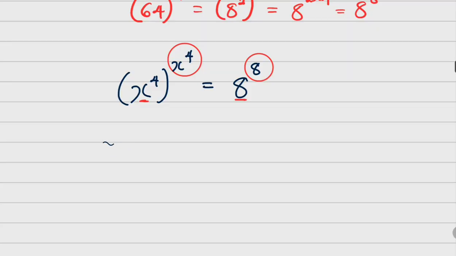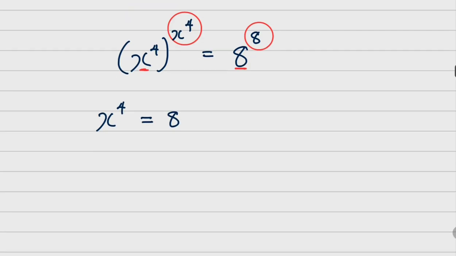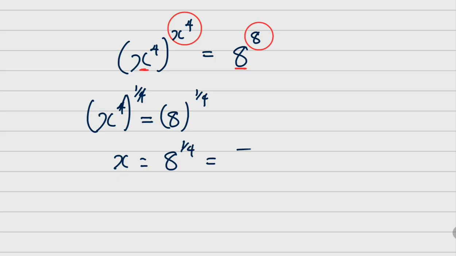Hence, we can now come down to say x raised to power 4 is equals to 8. Now, to find x, what I need to do is to raise this to the power of 1 over 4 and raise this to the power of 1 over 4, so that 4 can cancel 4 and x is equals to 8 raised to the power 1 over 4, which is the same thing as the fourth root of 8. So this is the answer.